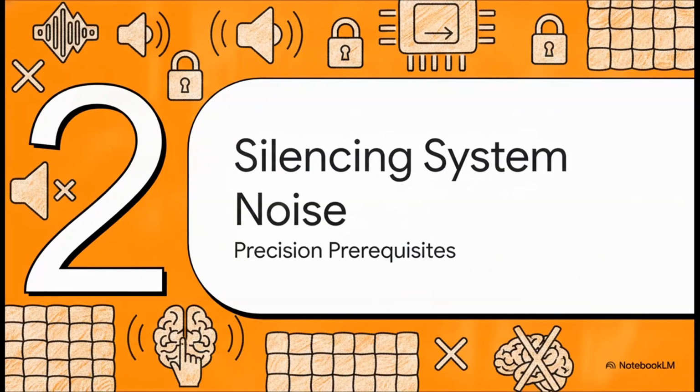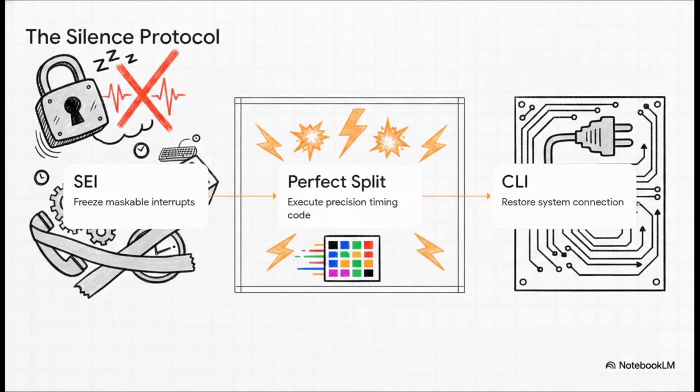Section 2. Silencing the system noise, the prerequisites for precision. But here's the catch. To hack the system, you need absolute quiet. The standard Commodore 64 operating system is incredibly noisy. It's constantly getting distracted by background tasks, checking the keyboard, updating timers, stuff known as maskable interrupts. If the system gets distracted checking a key press at the exact millisecond you want to change a color, your code is going to delay.